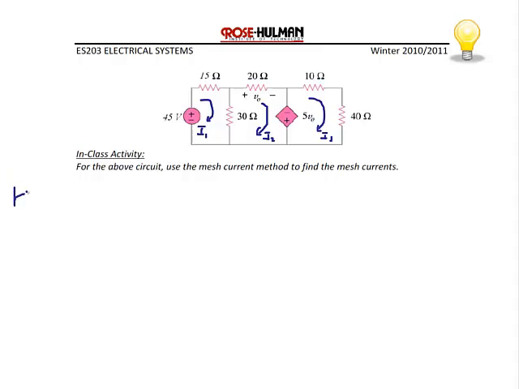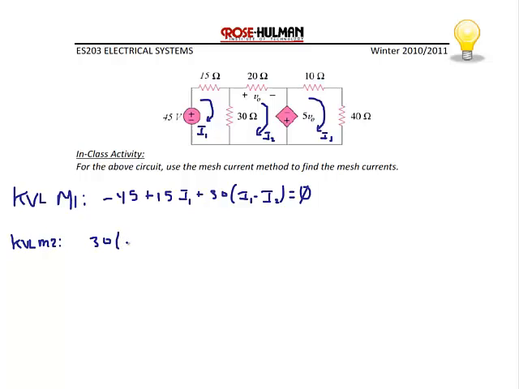So let's do KVL at mesh 1. Negative 45 plus 15 I1 plus 30 times I1 minus I2, and that equals 0. KVL at mesh 2. 30 times I2 minus I1.